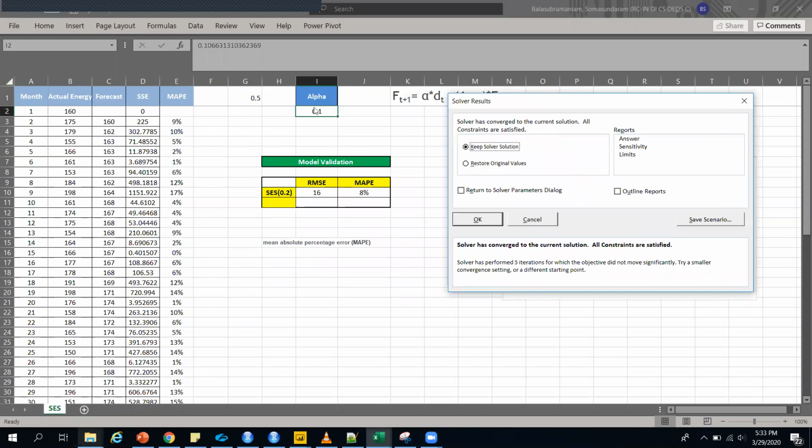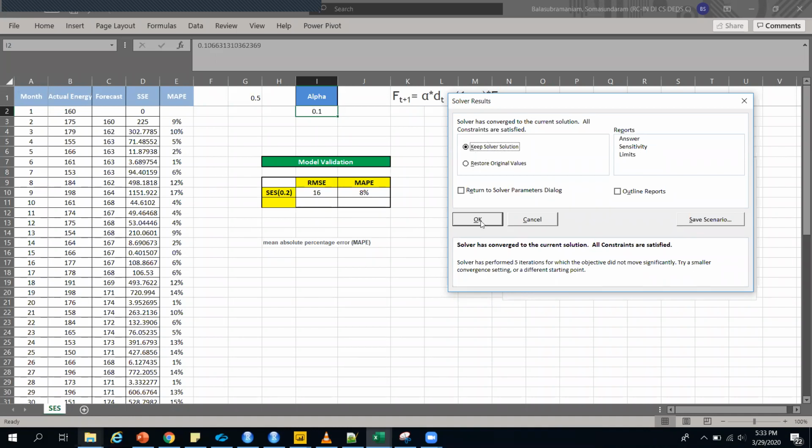So what it has done, I think it was somewhere around 5 or something. Now it has selected 0.106 as the alpha value, which has given an RMSE value of 16 and a MAPE value of 8. So I'm saying, okay, keep the solver solution. This is the solution Excel has given me.